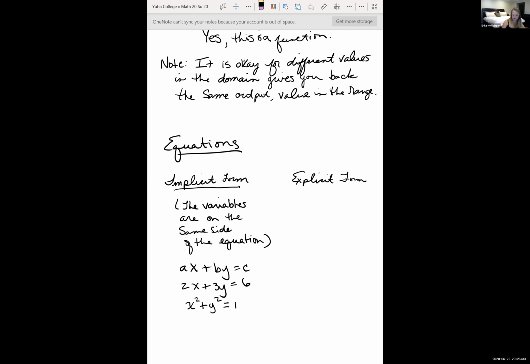An explicit form, which a lot of times we work with, is where it's in the form of y equals, or your function is equal to. So y is equal to, or f of x is equal to. So maybe f of x is equal to x squared plus 3x plus 6. It's just another way of writing y. This would be an explicit form.